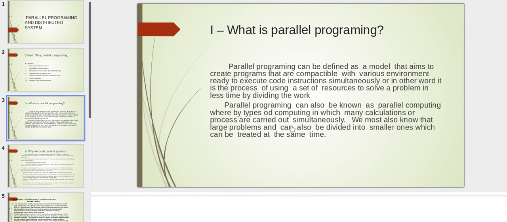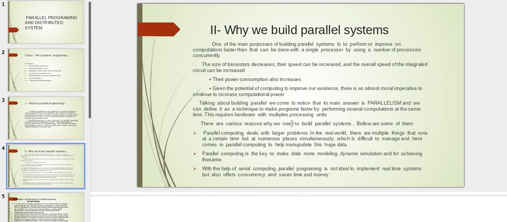And you can follow on that and see another basic definition of parallel programming, which can help you understand better. But the main aim of parallel programming was to break down larger information into smaller pieces to save time. We also move to why we build parallel systems.